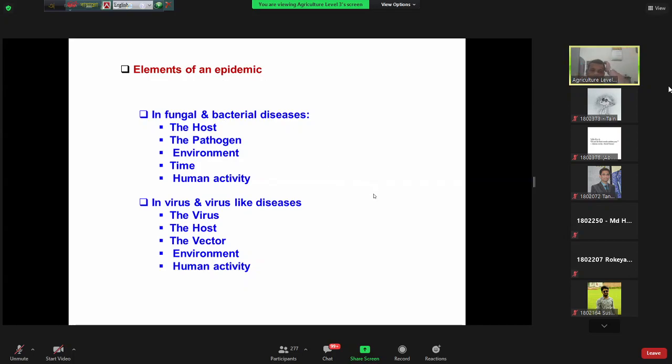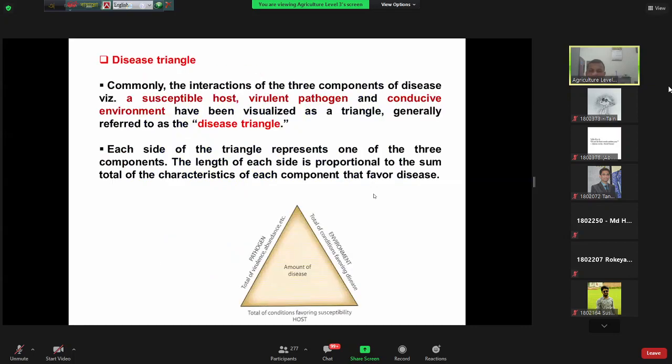Now when you express these elements in a triangle, we call it the disease triangle. Sometimes we give it in short notes: disease triangle, disease tetrahedron or pyramid. You see the interaction of 3 components of the disease: susceptible host, virulent pathogen, and conducive, meaning congenial, meaning favorable environment, have been visualized as a triangle referred to as the disease triangle.